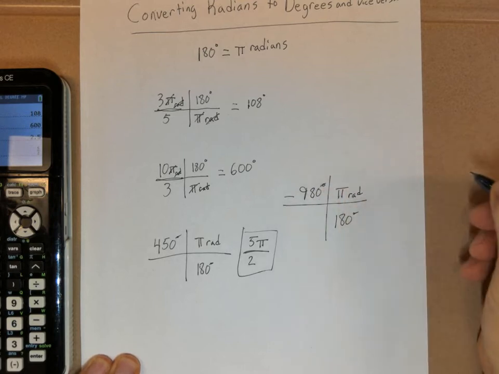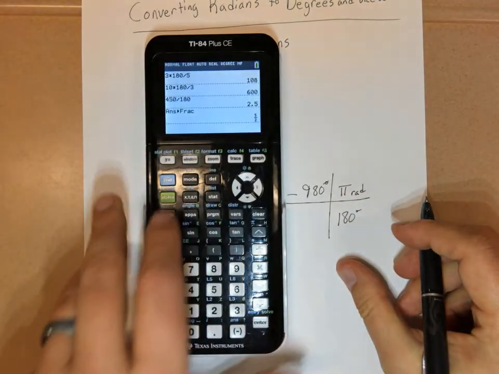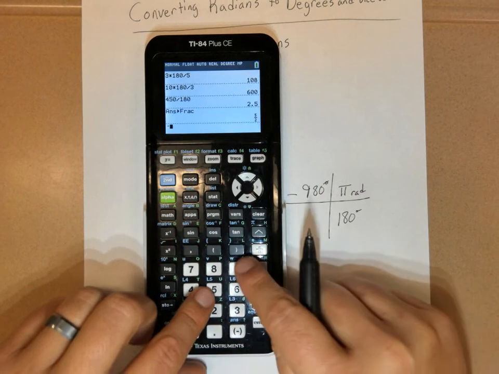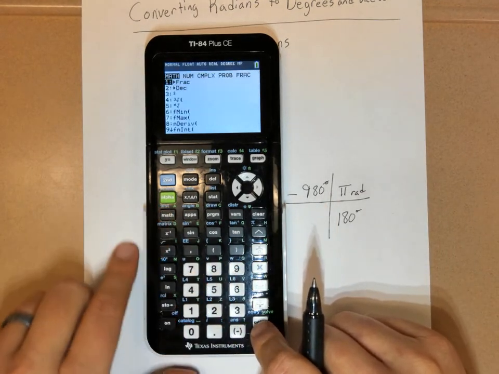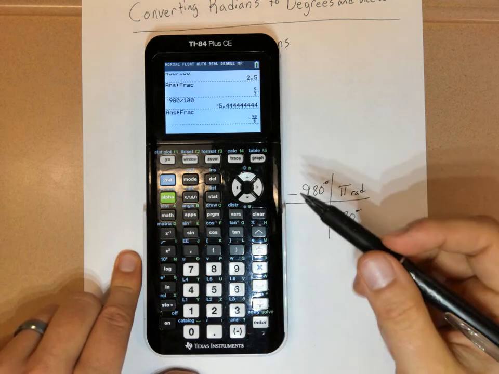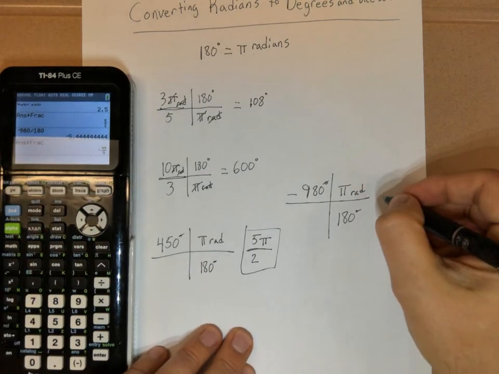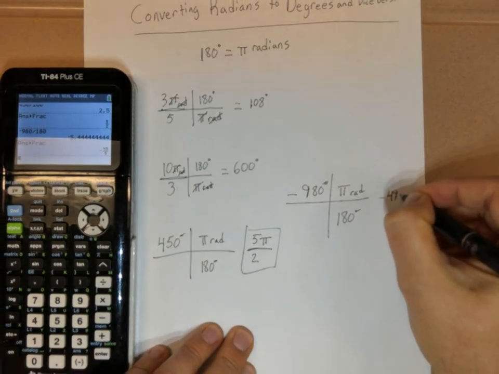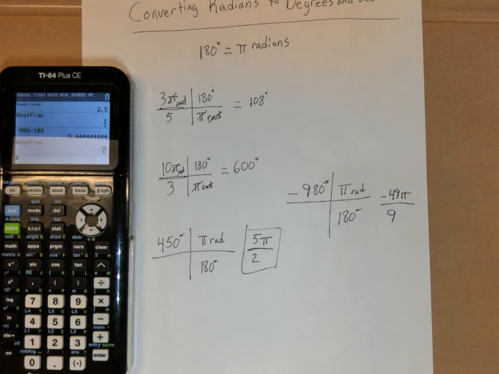My degrees would cancel out, and now it's just, can I take these, divide them, and convert it to a fraction? So negative 980 divided by 180, and then I'll press math, enter, enter, and I get negative 49 ninths. So this will be negative 49 pi over 9, and that's it. And that's how you can use your calculator and the fact that 180 degrees is equal to pi radians to help you convert from radians to degrees and degrees to radians.